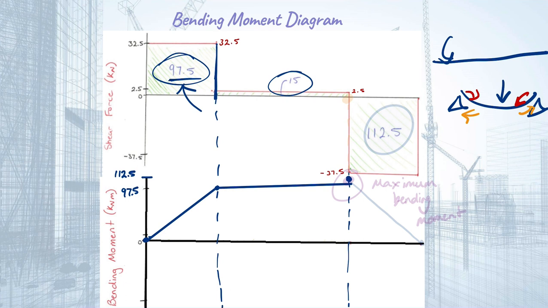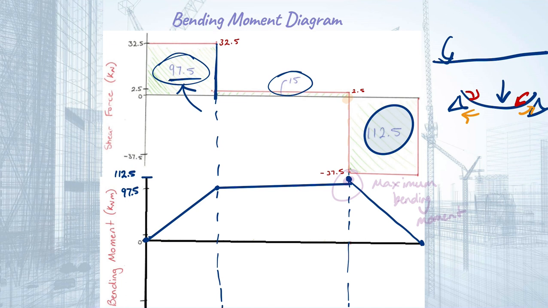And then we have this box here, which is below the x-axis, which means that it's going to go downwards, and it's 112.5 as well. So that's going to land us right back onto the x-axis. Perfect, so that's an important thing to note. We should always start and end on the x-axis when it is in equilibrium for the bending moment diagram, as well as the shear force diagram.